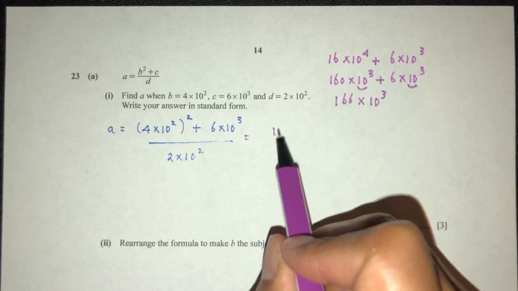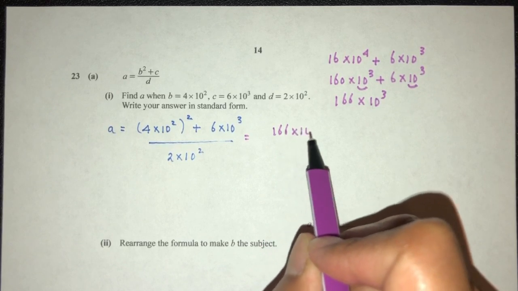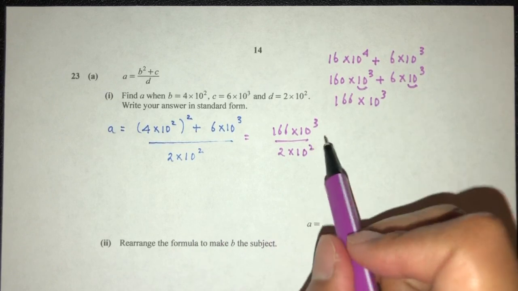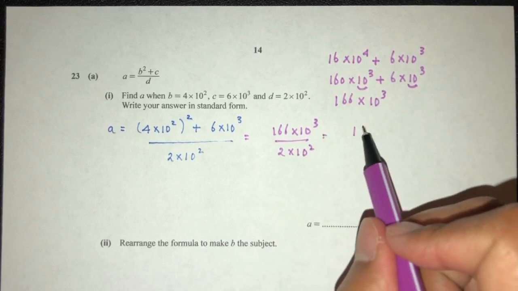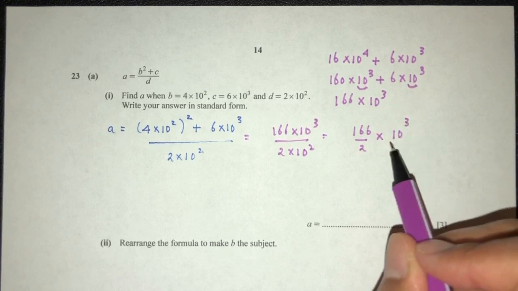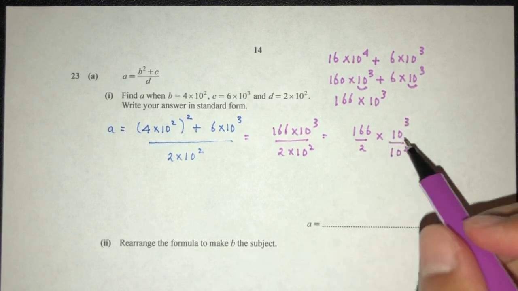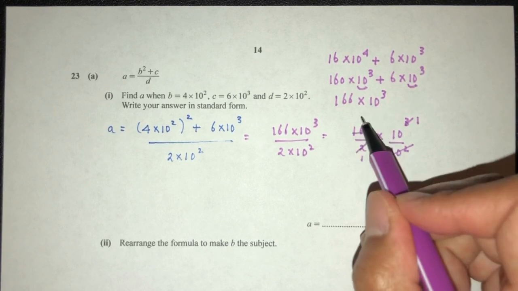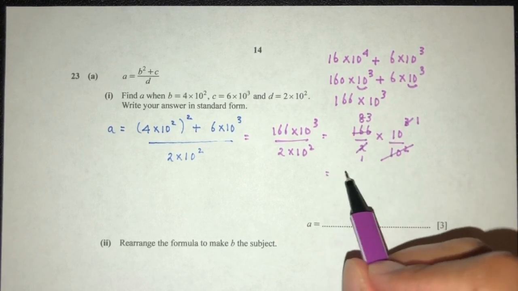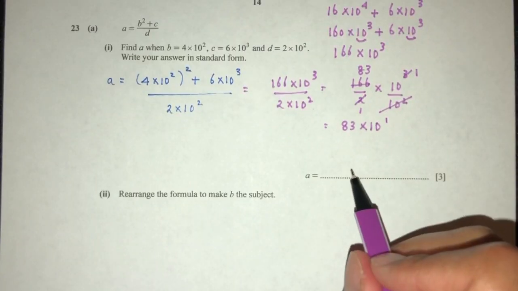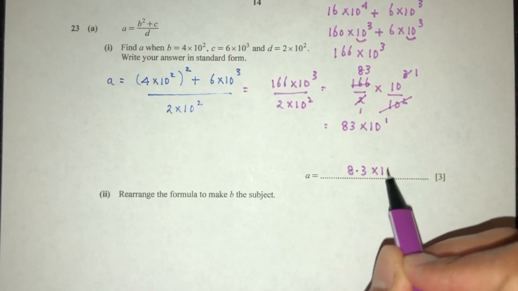Replace back, you will have 166 times 10 power 3 over 2 times 10 power 2. Now we can separate them. That will be 166 over 2 times 10 power 3 over 10 power 2. The powers go away, that will be 10. And divide by 2, you will have 83. So 83 times 10 power 1, that will be 8.3 times 10 power 2.